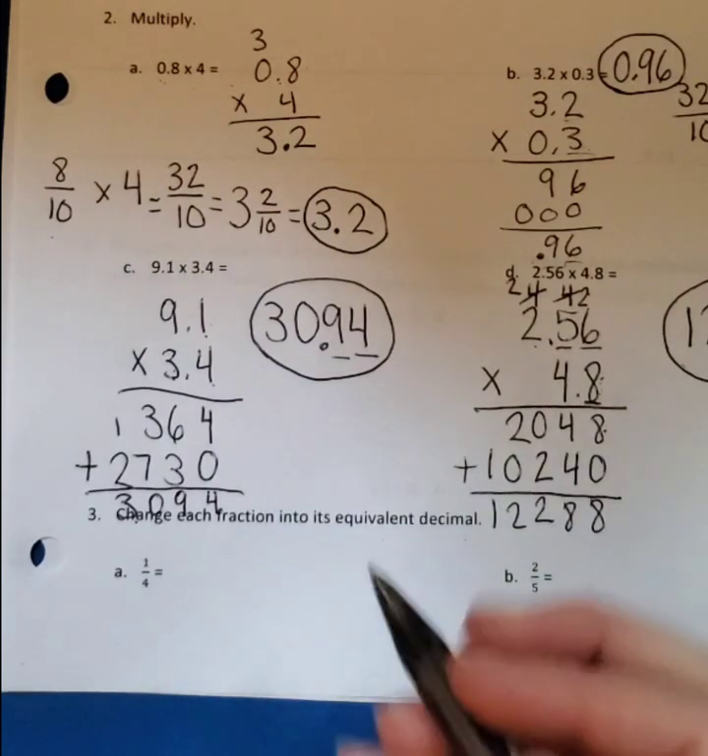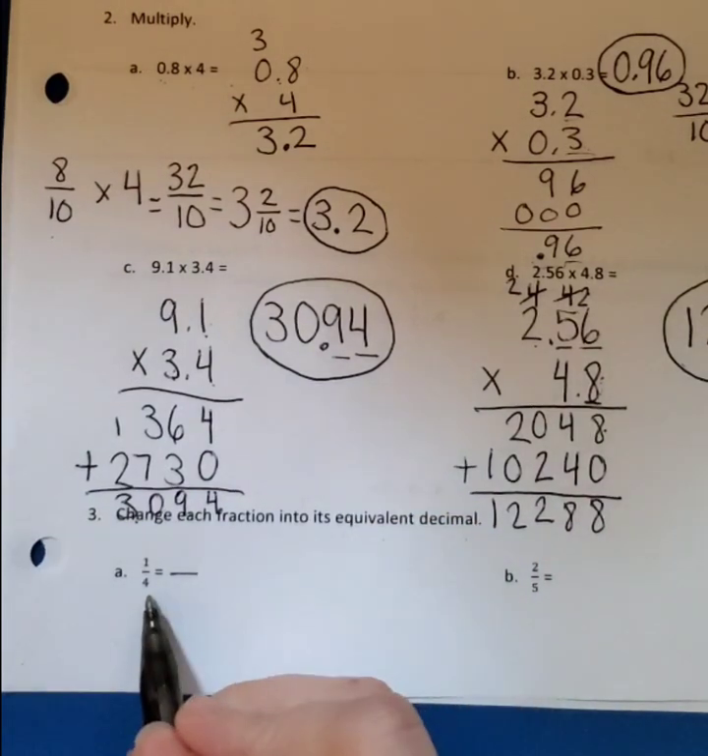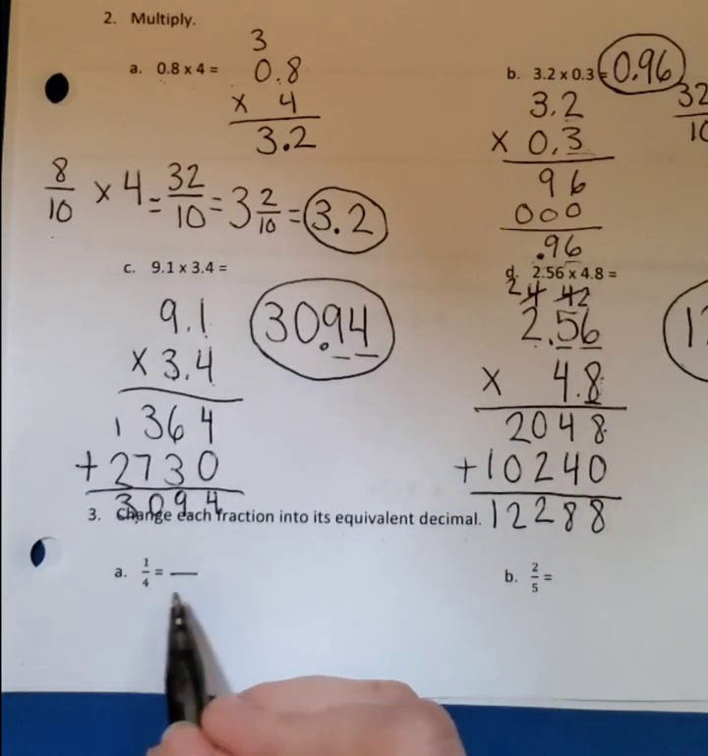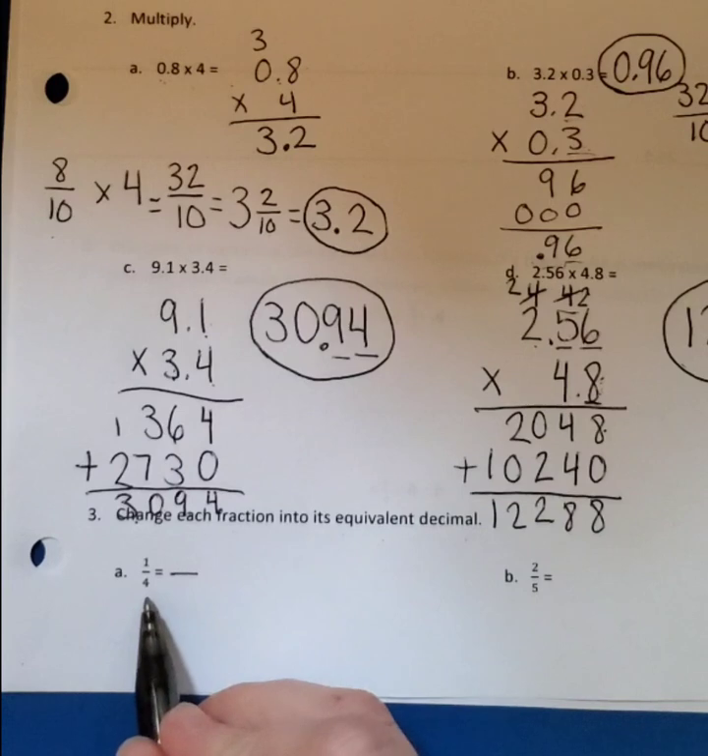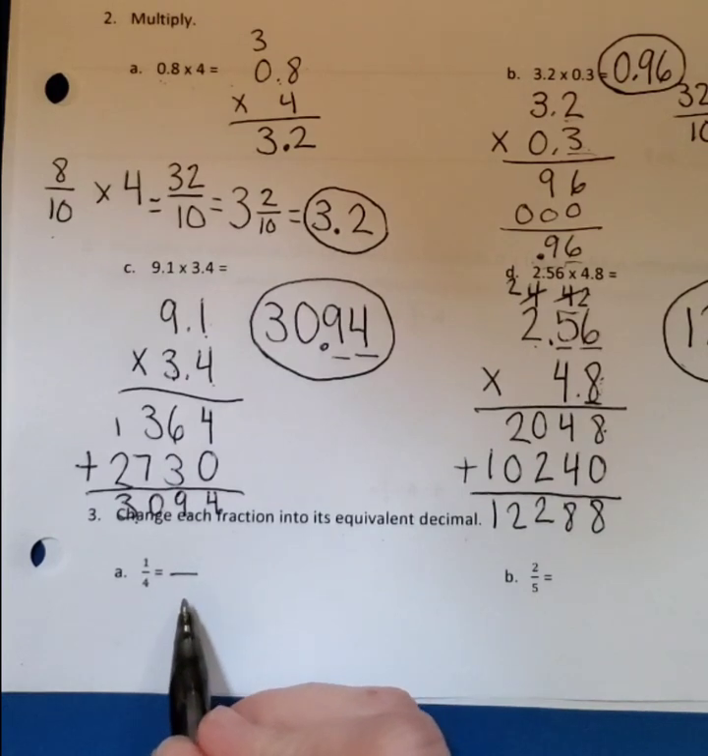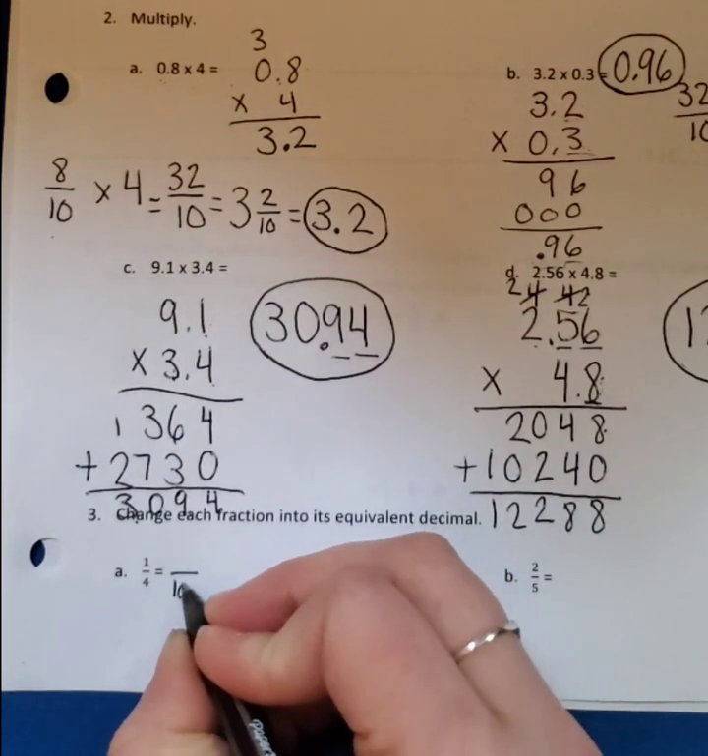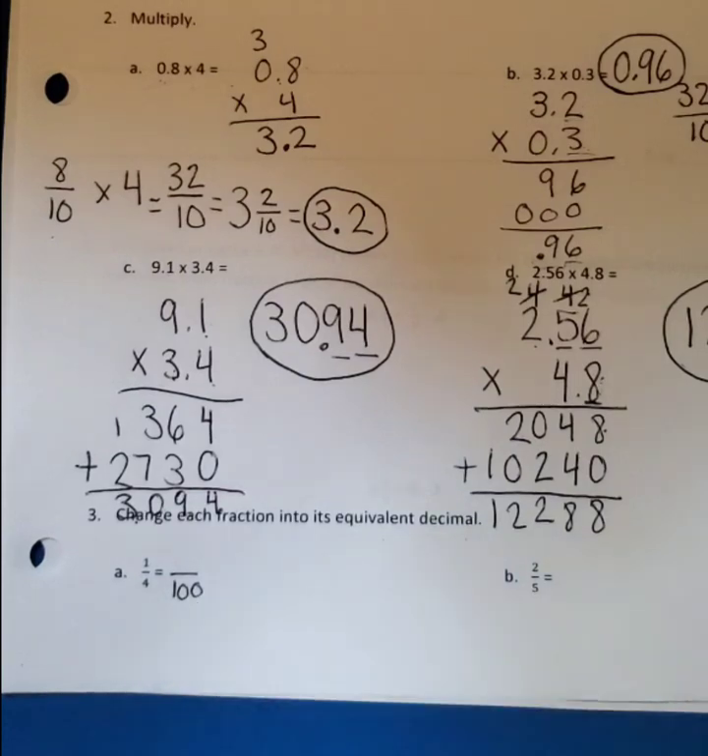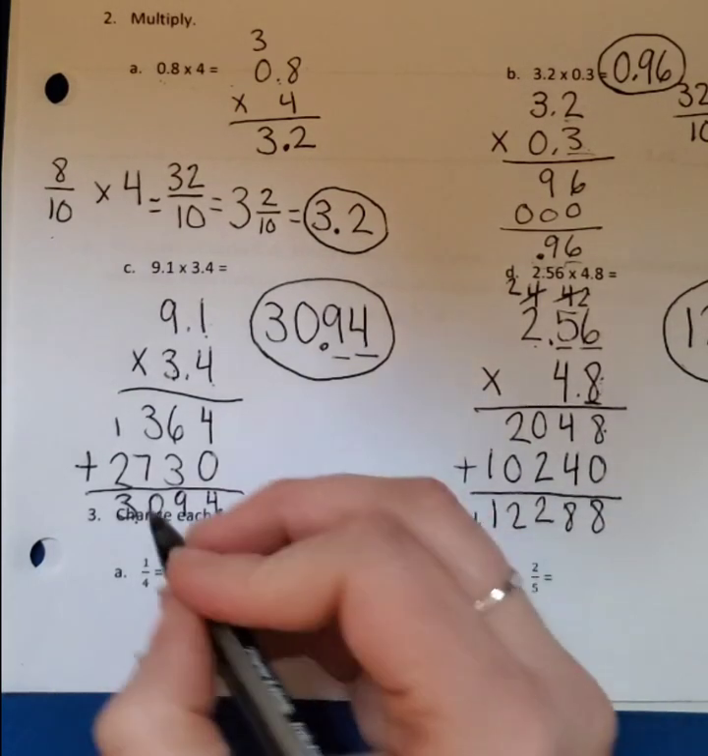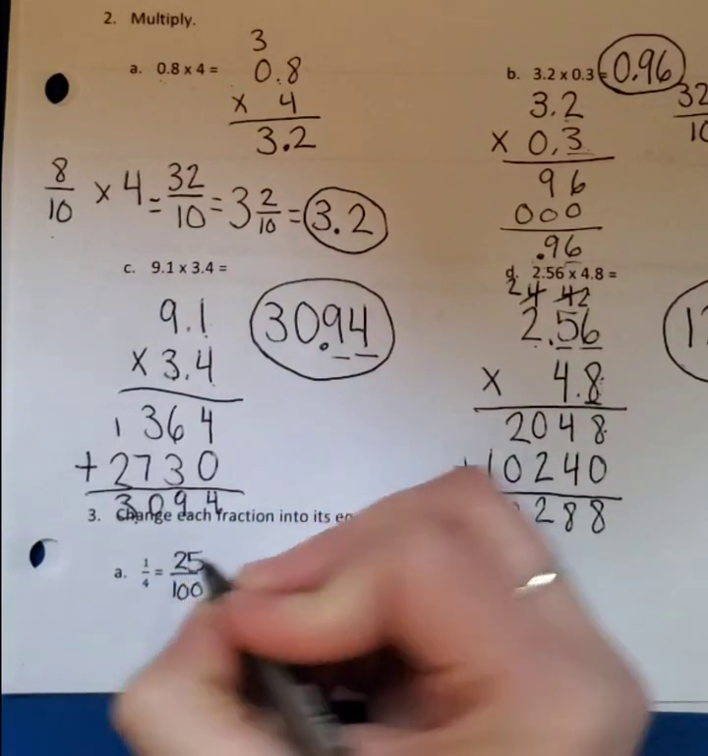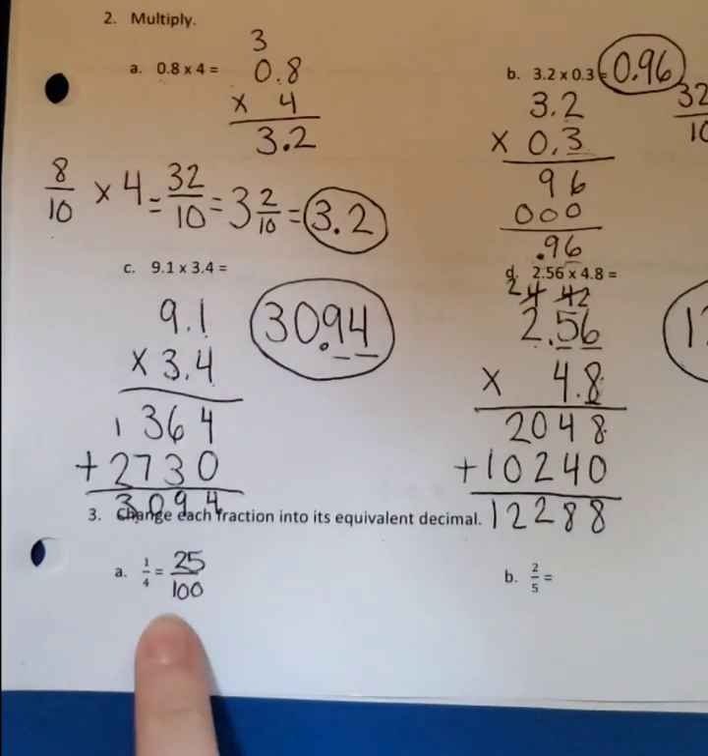It's a power of 10. So our denominator needs to be a power of 10. We have to get to that. We can't get to 10 from 4, so let's try 100. Can we get to 100? Yeah. So we're going to put 100 here. 4 times 25 gets me 100, so 1 times 25 would be 25. So this is an equivalent fraction.